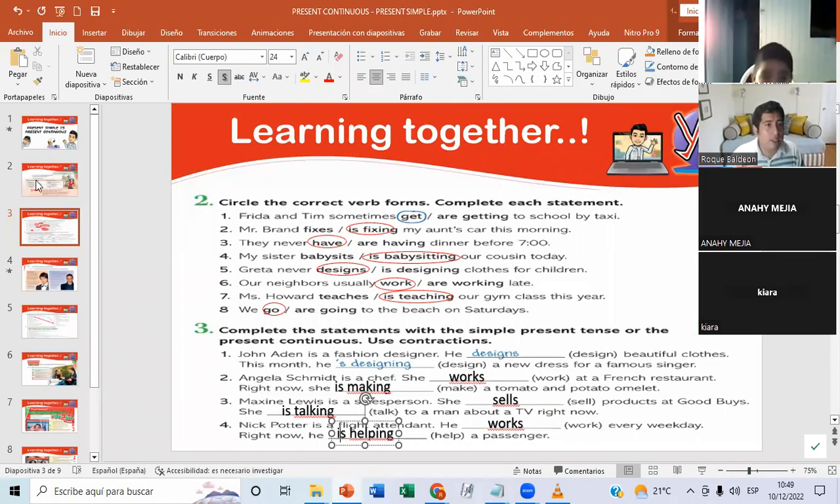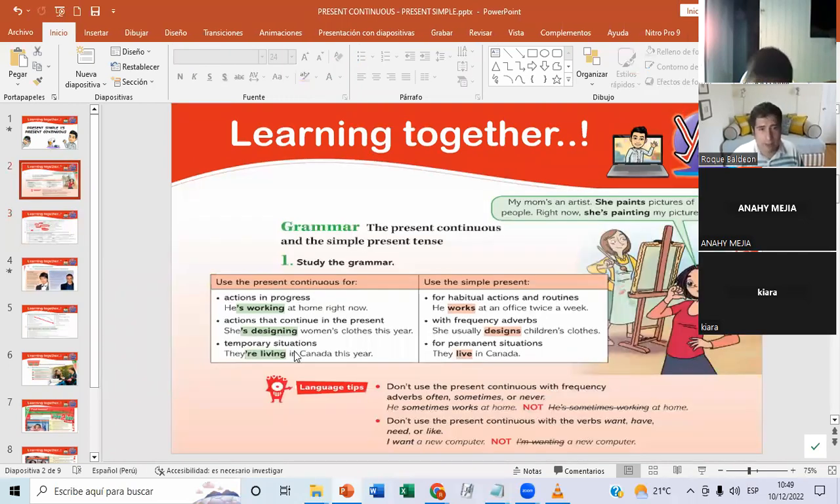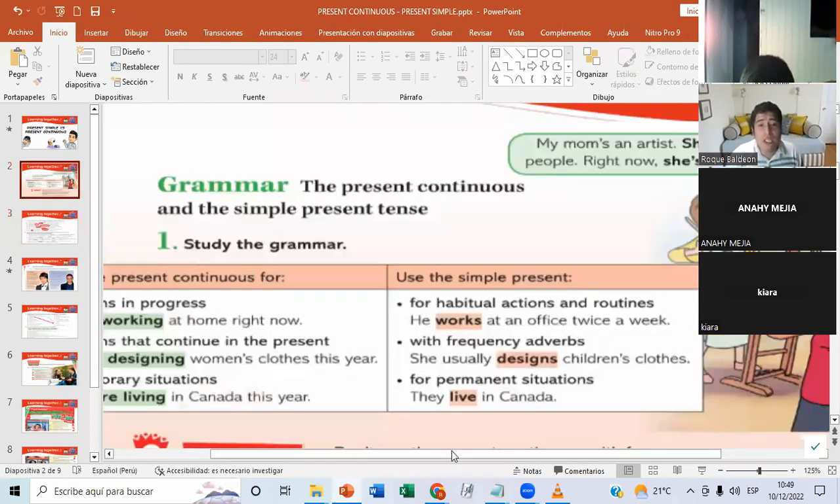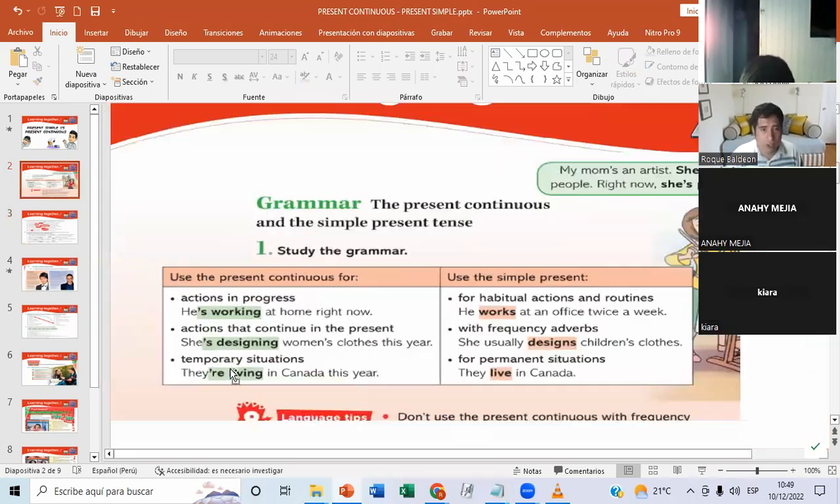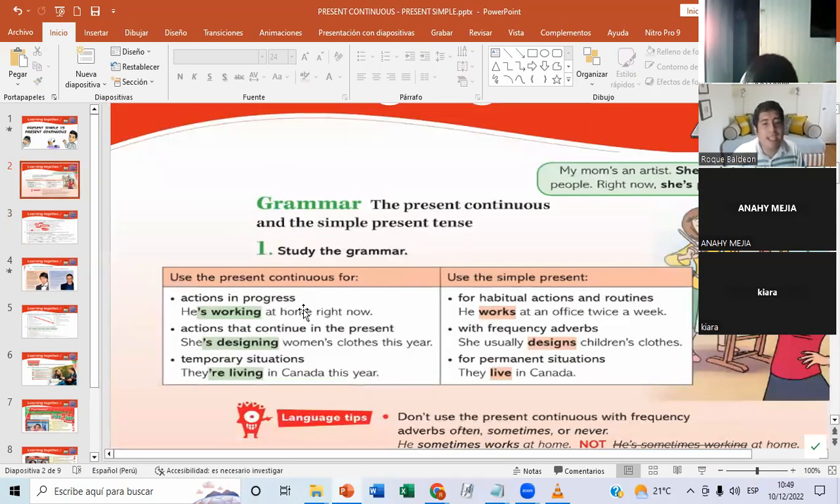¿No? Vamos a recordar un poquito acá. Es importante que recuerden esto, ¿no, students? Look at this. We use present continuous. Usamos el present continuous, teacher. Good. Okay. Para actions in progress. She's working, she's dancing. Continue in the present. She's designing women's clothes this year. También temporary situation. They're living in Canada this year. They're dancing. This year, this month. Something like that. Usamos present continuous.